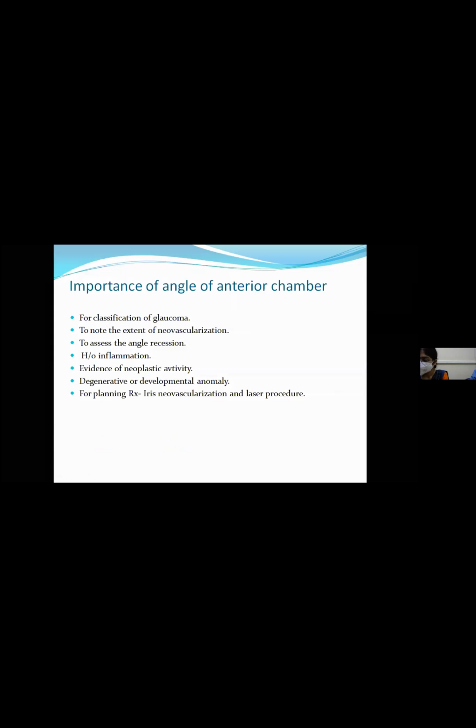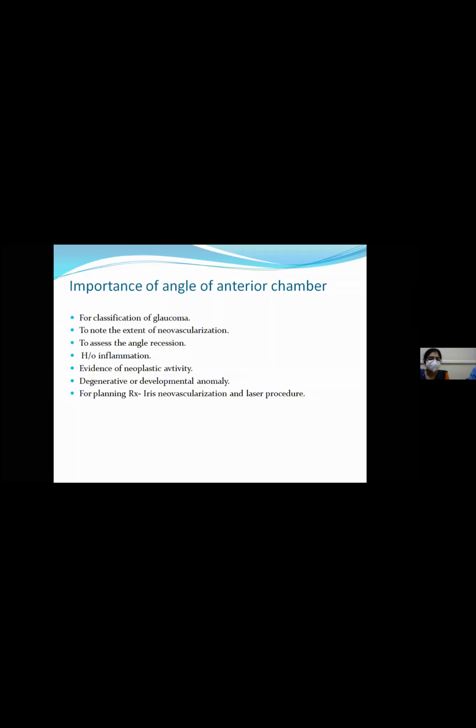What is the importance of the angle of the anterior chamber? It is very important for the classification of glaucoma, as we have seen in Sharp's theory. It helps us to classify and to know the extent of neovascularization, to assess angle recession, and it indicates any history of inflammation, any evidence of neoplastic activity, any degenerative or developmental anomalies, and for planning treatment in case of iris neovascularization and laser procedures.